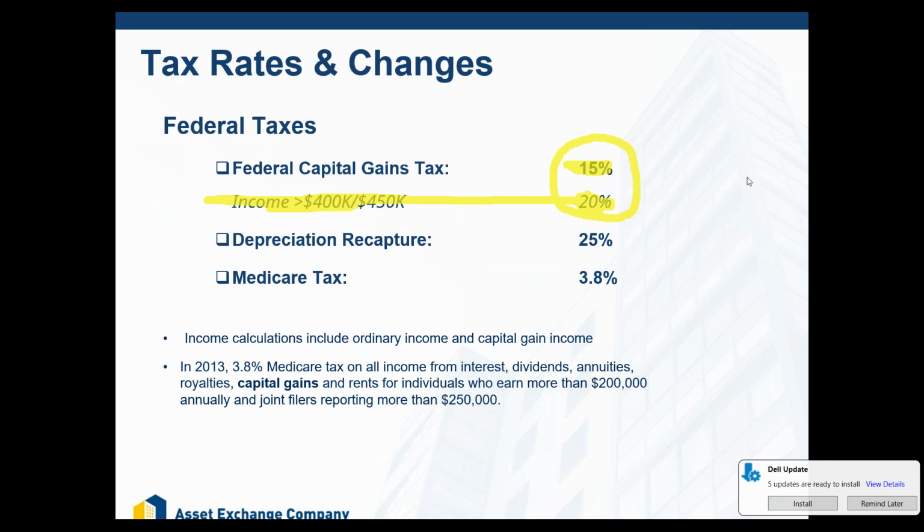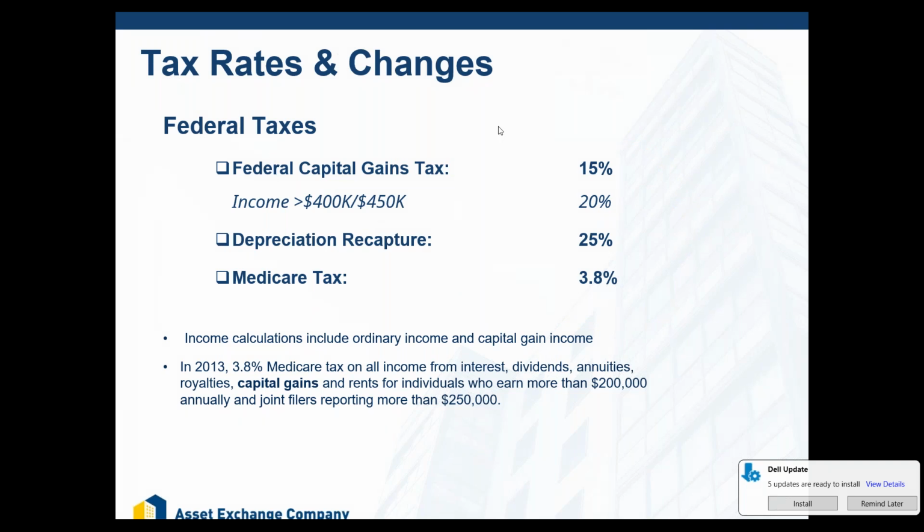But the federal government also has what is called a depreciation recapture tax, and that is a tax on the amount of depreciation that you've taken, and that tax rate is 25%. It doesn't stop there. The federal government also instituted a Medicare tax that kicks in, and that tax rate is 3.8%. And that tax rate kicks in on higher income earners, which most of you, when you're selling real estate, will be. So you've got federal taxes to pay, but it doesn't stop there.